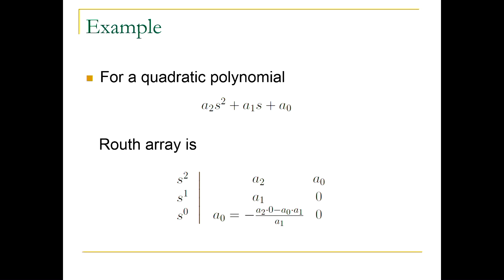So again, what is the test for stability? Well, a0, a1, and a2 should all be positive. That's the test. So we checked second order polynomials.